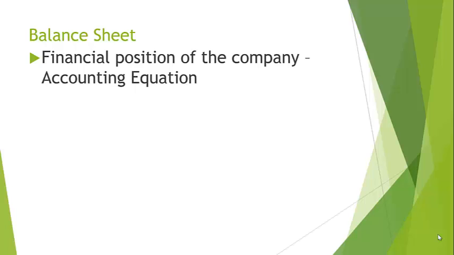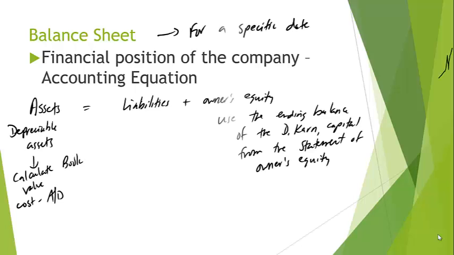Okay, then we get to our balance sheet. And our balance sheet basically is the financial position of the company, and we basically look at the accounting equation. So here's our accounting equation, and we have our assets equals liabilities plus owner's equity. A couple notes here. Remember, this will be different than your income statement or statement of owner's equity. This will be for a specific date in time.